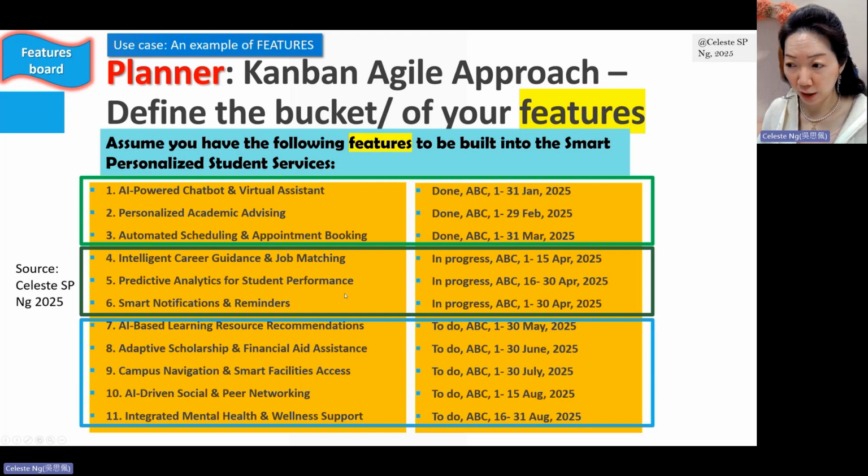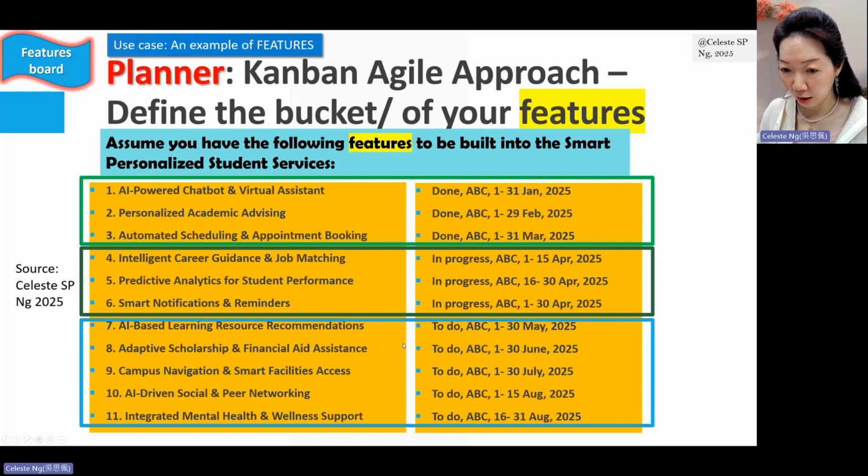3 features, indicating that we are in the process of doing these 3 features. And I've given them the start date accordingly, 1st of April. For example, for the first feature, intelligent career guidance and job matching, its start date is 1st of April, and its end date is 15th of April, and so on for the rest of the features.